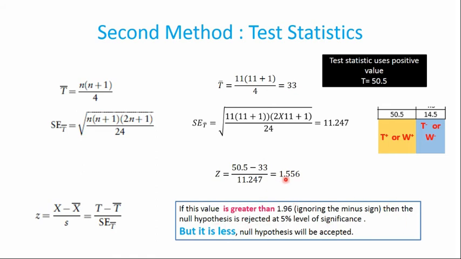If this value is greater, then the null hypothesis is rejected. But this value is less, so the null hypothesis will be accepted, same as we did in the first method.